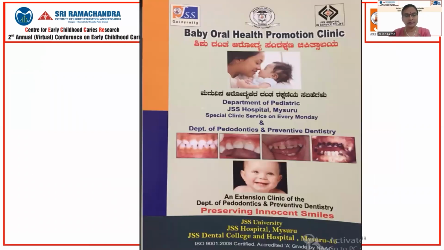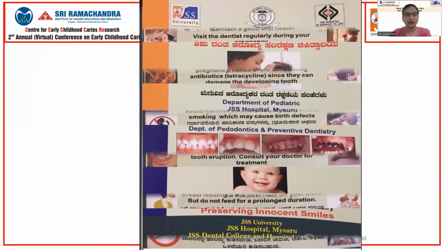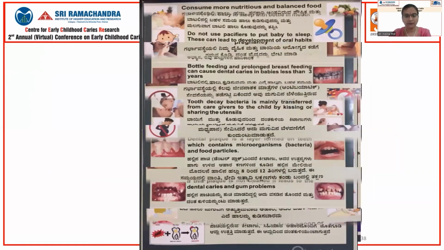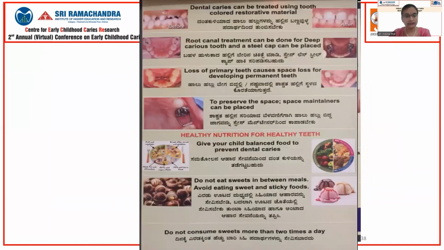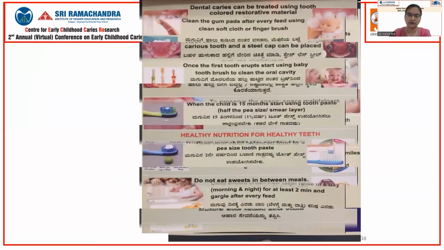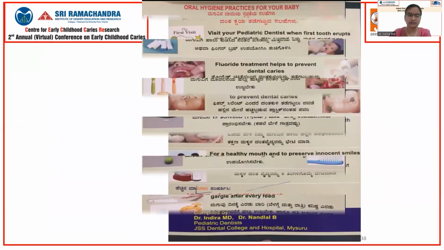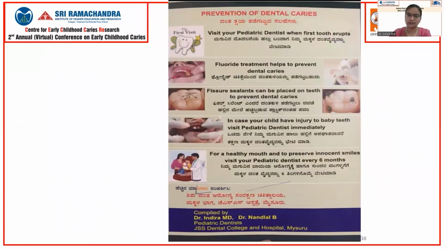Along with that, once the one-on-one counseling is over, we give a pamphlet where all the information, right from the prenatal to the natal period, the development of caries, what the factors are, what healthy food can be given to the child to prevent early childhood caries, and what the oral hygiene practices are, all these are reinforced in this pamphlet.